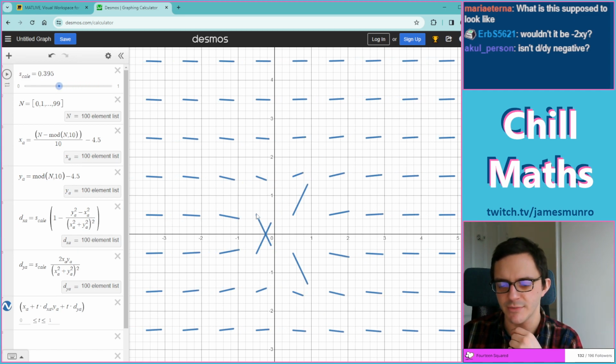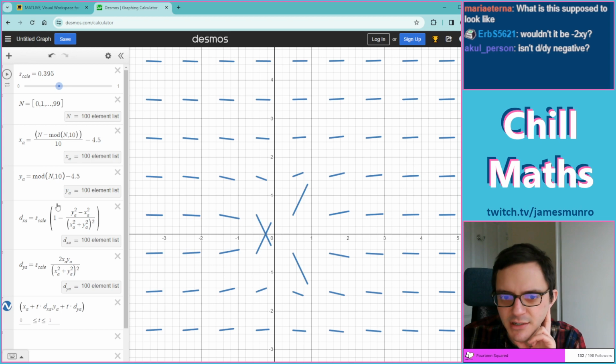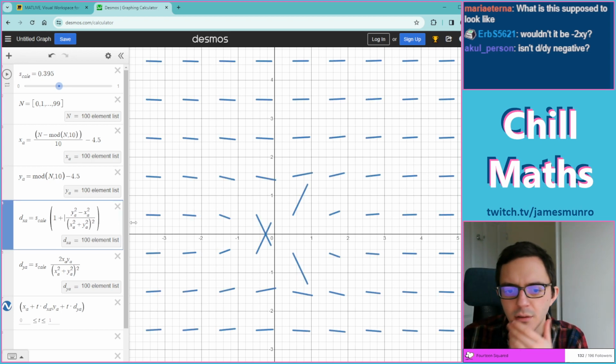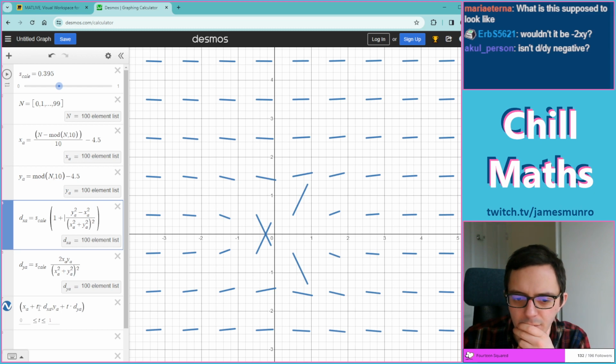The crissy-crossy stuff is pretty weird, but I think that might be inside the circle, so I'm not super worried. Is d by dy, isn't d by dy negative?